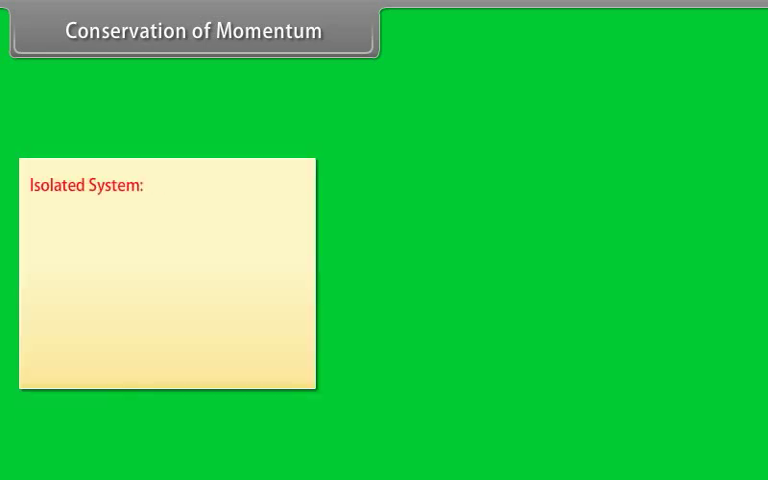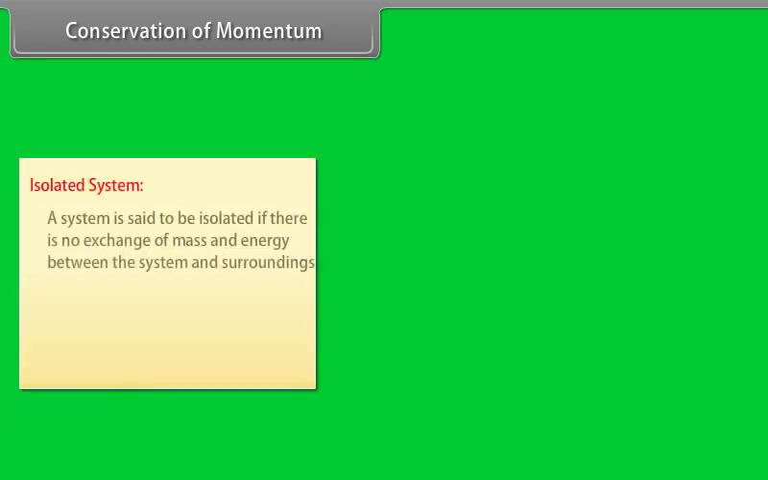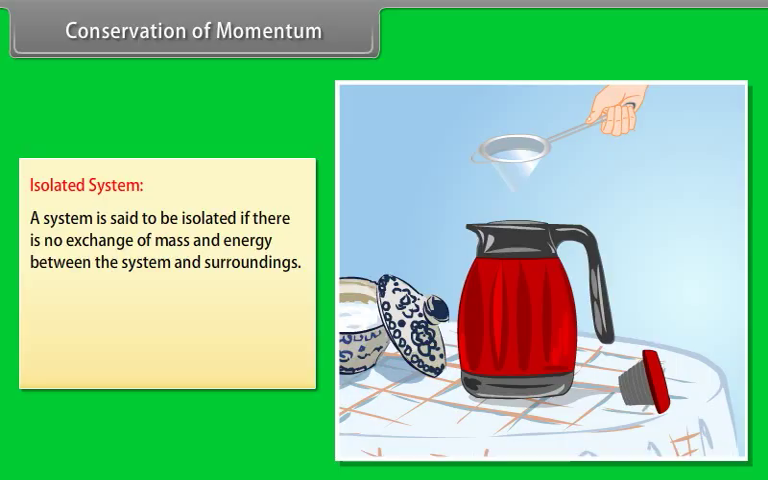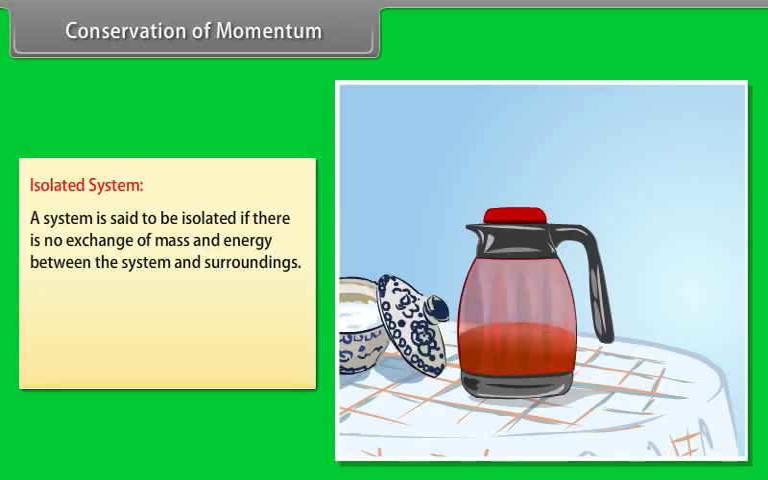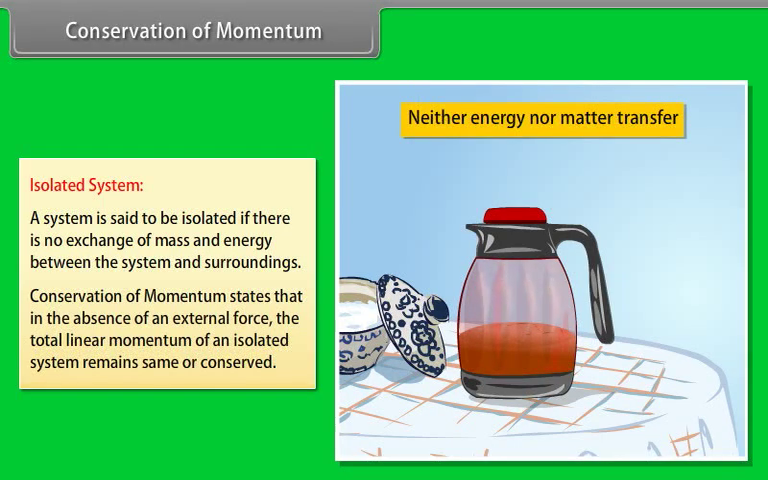Conservation of momentum. Isolated system. A system is said to be isolated if there is no exchange of mass and energy between the system and surroundings. Conservation of momentum states that in the absence of an external force, the total linear momentum of an isolated system remains the same, or conserved.